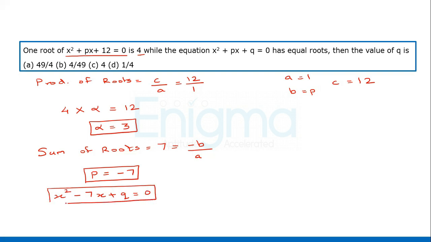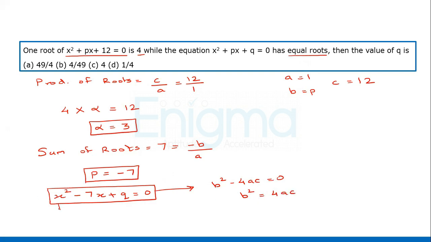Now this quadratic equation is given as having equal roots. We have equal roots when delta is equal to 0. Delta means b square minus 4ac is equal to 0. That means b square should be equal to 4ac.